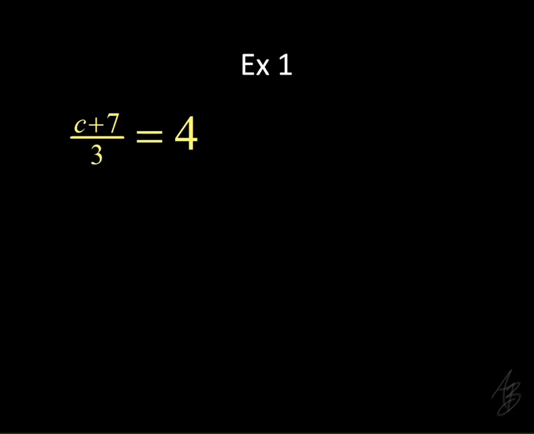Now this one should say example 3. I must have just flipped those, sorry. Okay, so we want to get the c by itself. I know you're writing the equation down, but I'm going to go another step ahead of you here. So I have two things to get rid of. I have a 3 and a 7 to get rid of.